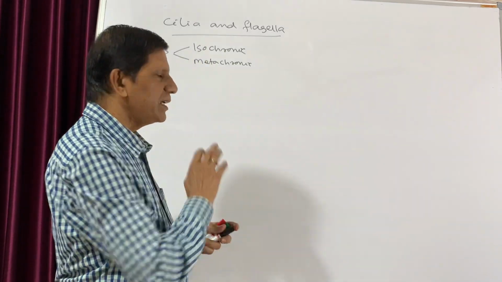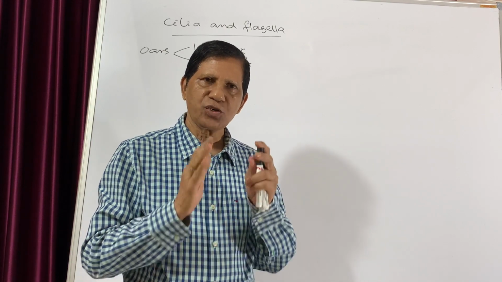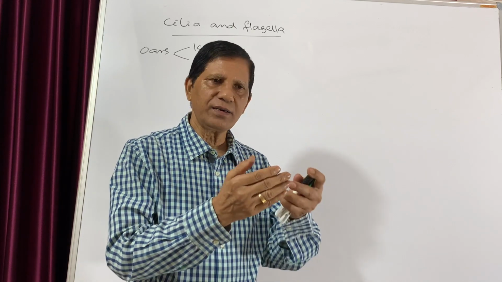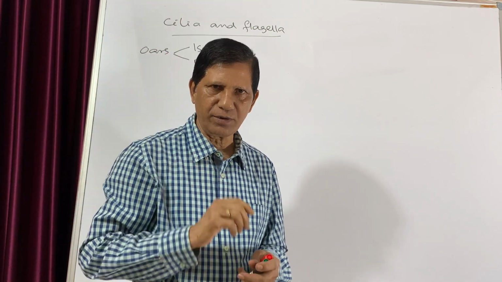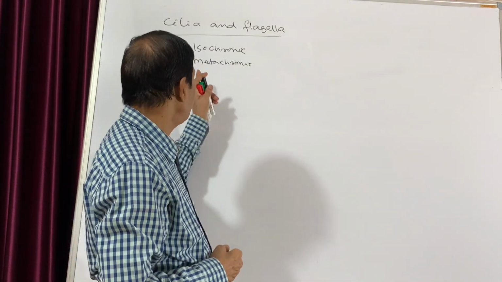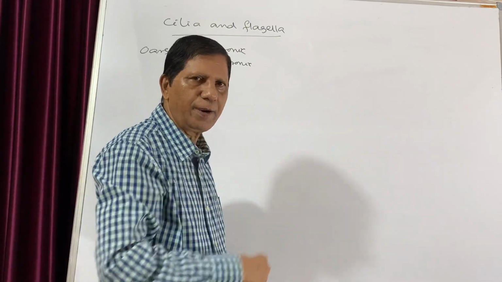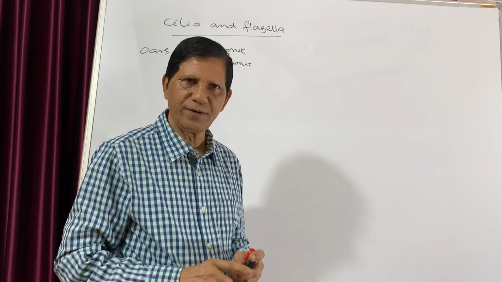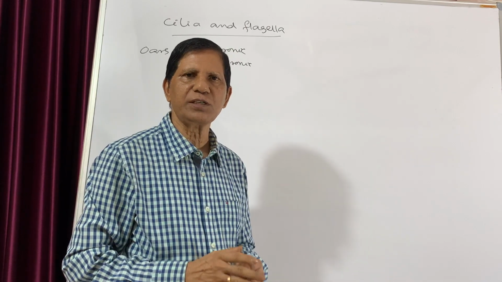So these are the two differences between cilia and flagella. Structurally, they are the same, but cilia are more in number and small in size, while flagella are long and less in number. That is the first difference. The second difference is in the function. The cilia behave like oars and push the water behind so that they move ahead. But in the flagella, there is a gliding movement. How that gliding movement happens, we will discuss after discussing the structure of cilia and flagella.